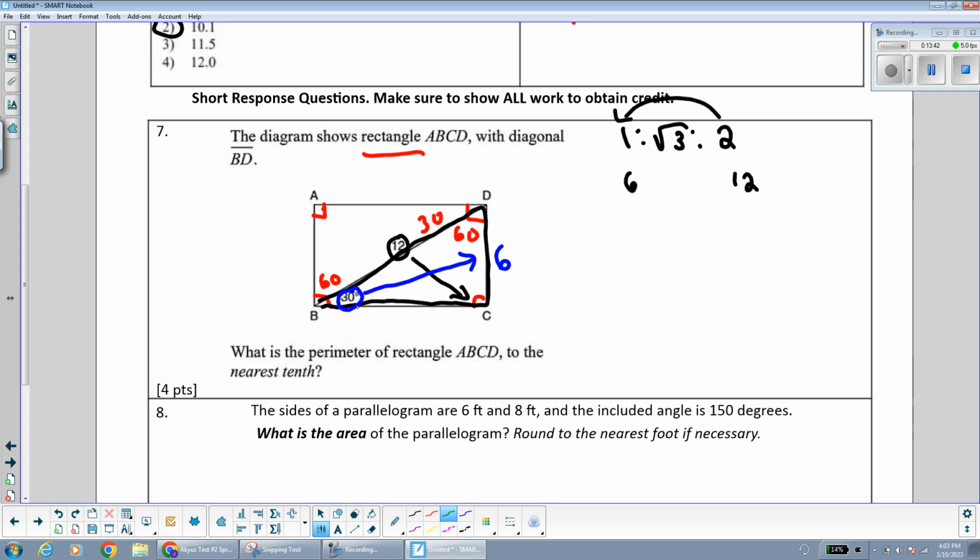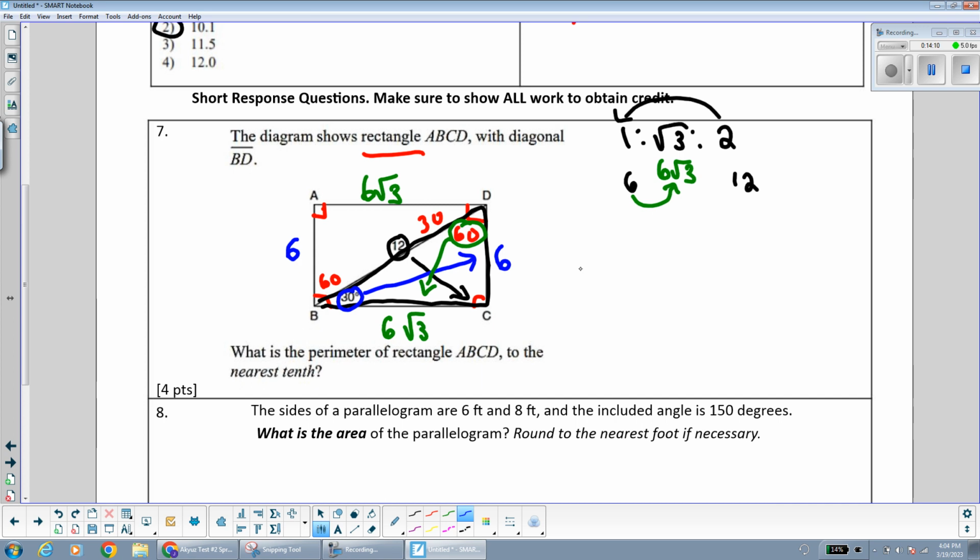We just need side BC over here. And that's the side across from the middle biggest angle. So to get from the smallest side to the middle biggest side, which is across from the middle biggest angle, all we have to do is multiply by radical 3. So we have 6 radical 3. And remember, opposite sides of a rectangle are congruent. It has all of those nice parallelogram properties.